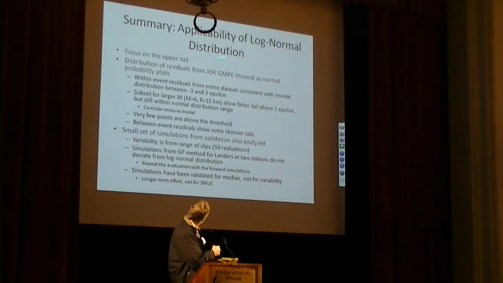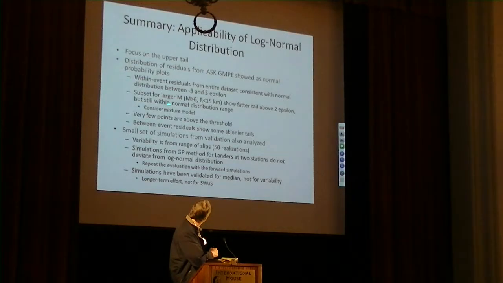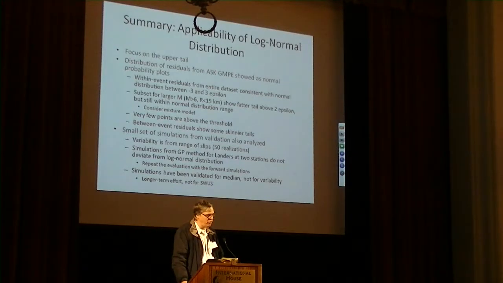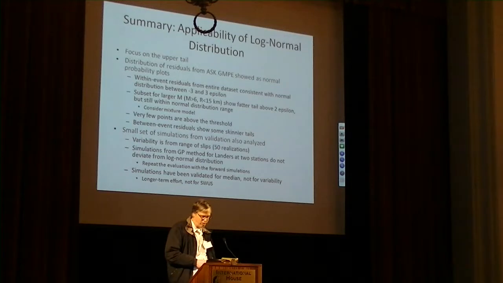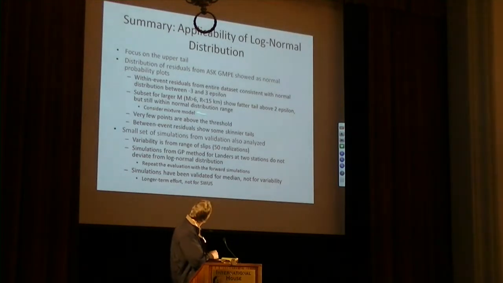We care about exceedances. The distribution of the residuals from the ASK model shows that we do have a consistent with log normal up to 3 epsilons, but once you're beyond that, you're getting fat tails. Okay, and that still works. There's a way we can model that using a mixture model, and you'll see a presentation later on tomorrow, I believe, on mixture models. That's just simply saying we're going to make a model combining 2 normal distributions to broaden out the tail. And we'll show how that works.